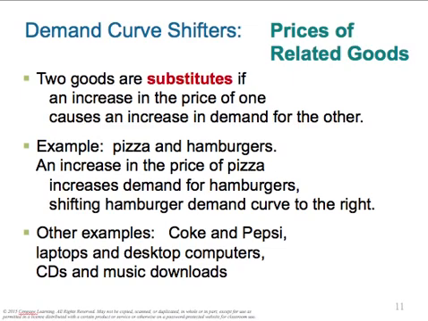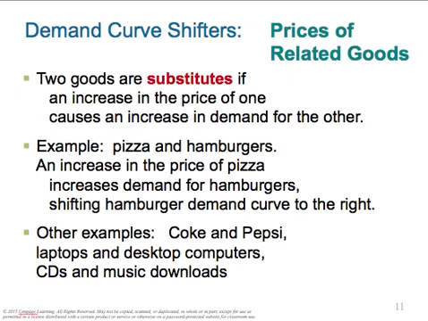Another demand curve shifter is the prices of related goods. Two goods are substitutes if an increase in the price of one causes an increase in the demand for the other. A good example is pizza and hamburgers. An increase in the price of pizza increases the demand for hamburgers, shifting the hamburger demand curve to the right.